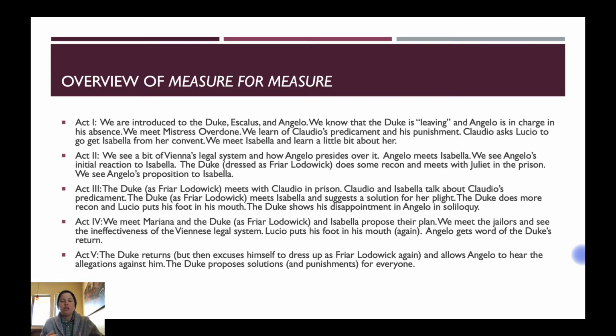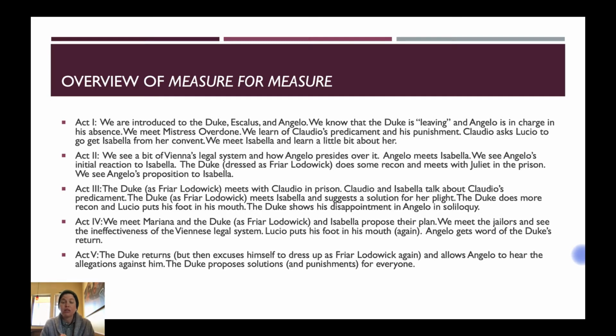But then we meet some other players here. We meet Mistress Overdone, who runs a brothel in town. We hear about what's happening with Claudio and what his punishment is. Essentially, he has sex with his fiancee, Juliet, and gets her pregnant, and now he's imprisoned for it, and he's going to be killed. So a little bit of a difficult punishment, a little intense, as opposed to what you'd expect.